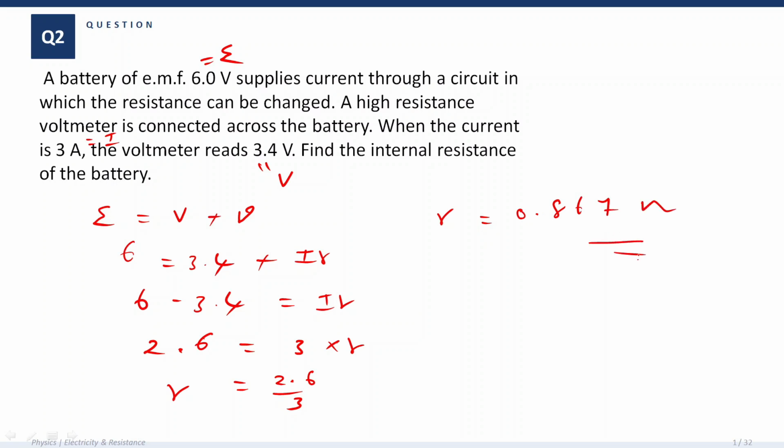So what we have done here: EMF of the cell 6 volt, terminal voltage 3.4 volt, current 3 amperes. Need to find the internal resistance. Direct formula I have written. When the circuit is closed, the electromotive force of the cell equal to terminal voltage plus voltage drop. 6 equal to 3.4 plus Ir. Ir equal to 6 minus 3.4, that is 2.6, equal to 3 into r. Then r equal to 2.6 by 3. Then r equal to 0.87 ohms.